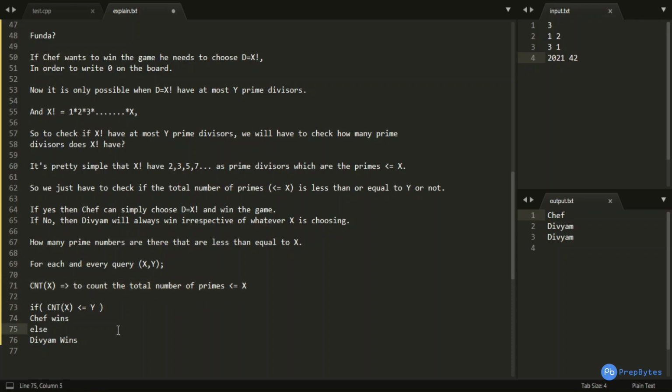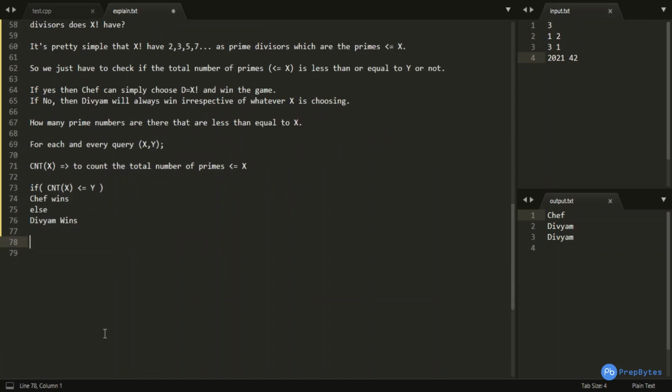It's because my time complexity is really small over here. We will have to pre-compute this thing. We will have to pre-compute for every possible x the count of primes less than or equal to x. Okay, so for every possible x we will have to pre-compute this particular number, which is the count of primes less than or equal to x. Okay, so how are we gonna do that?